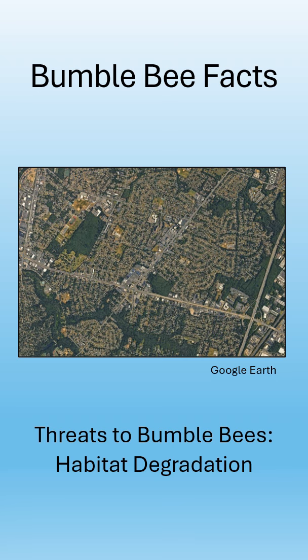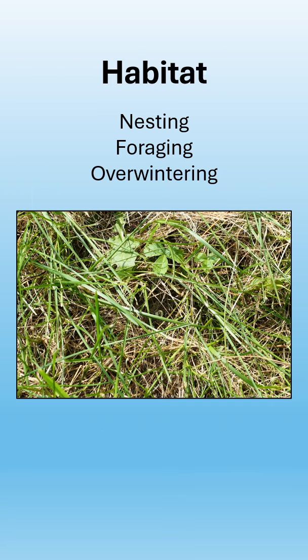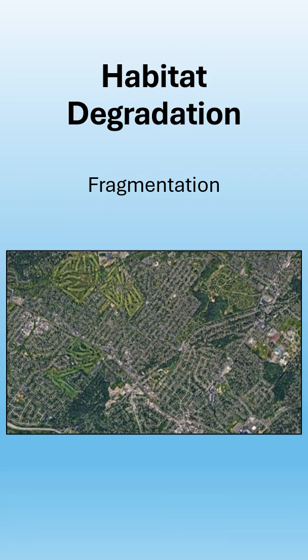Welcome to Bumblebee Facts. This time we're continuing with threats to bumblebees, specifically habitat degradation. Remember, bumblebees have three habitats that are necessary for them: nesting, foraging, and overwintering habitats. So the first element of habitat degradation is fragmentation.